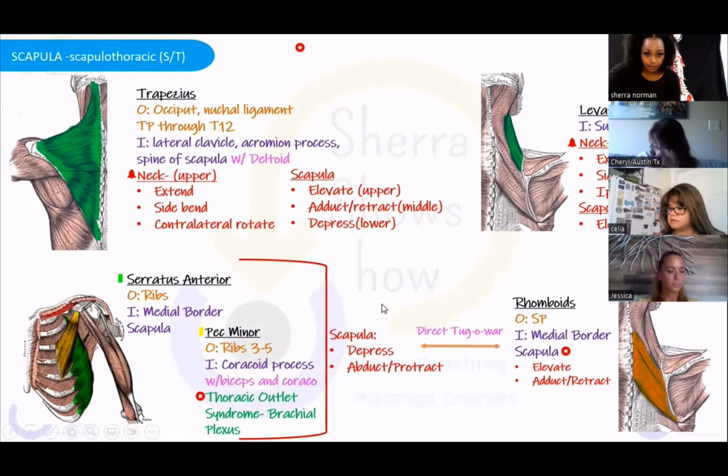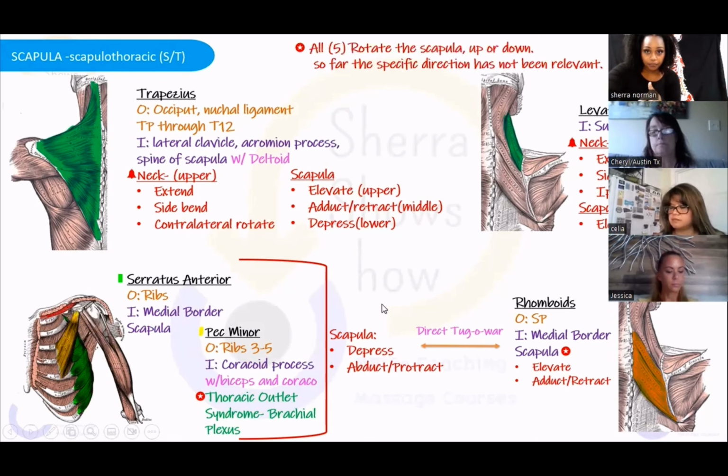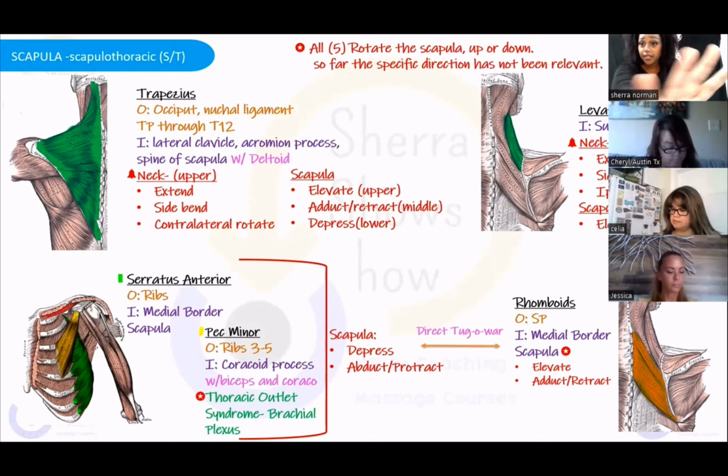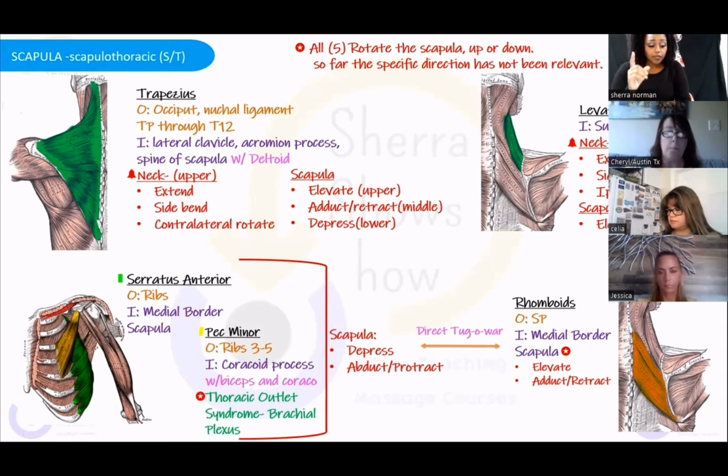Is there anything else here? Yes. Okay, here we go. So all 5 of these, this is good enough. This is good enough. If you remember this, you're good. But extra little point, if you get back around to it, they all rotate the scapula.